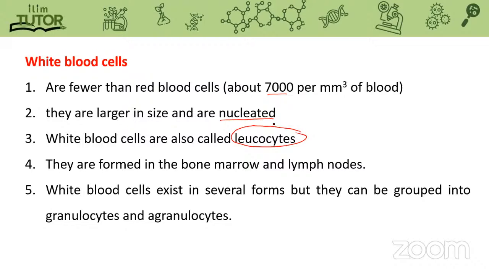Number 4, they equally are formed from stem cells in the bone marrow, and then you also have some of them being formed in the lymph nodes. Your white blood cells can be grouped into granulocytes and agranulocytes, right? So your granulocytes could be your neutrophils, your basophils, your eosinophils. Those are your granulocytes, and your agranulocytes are your lymphocytes.